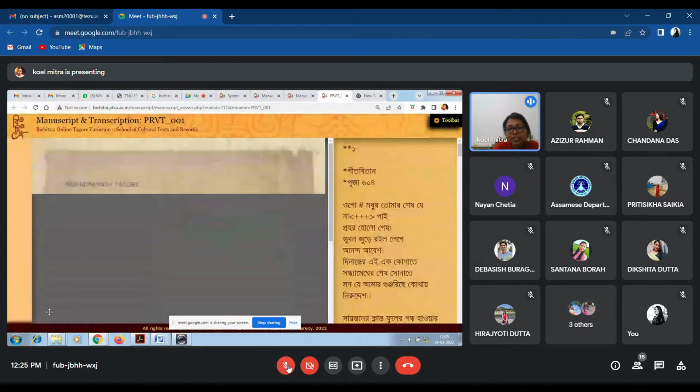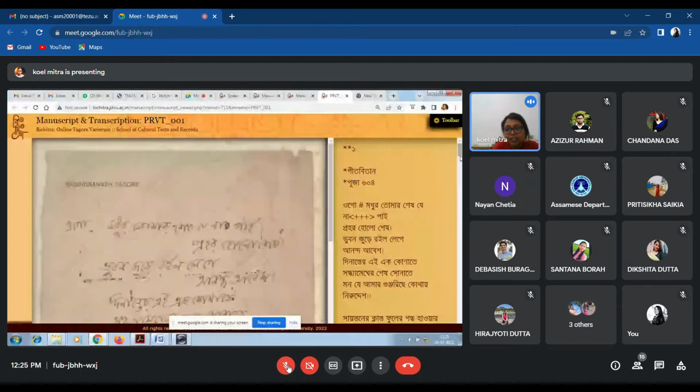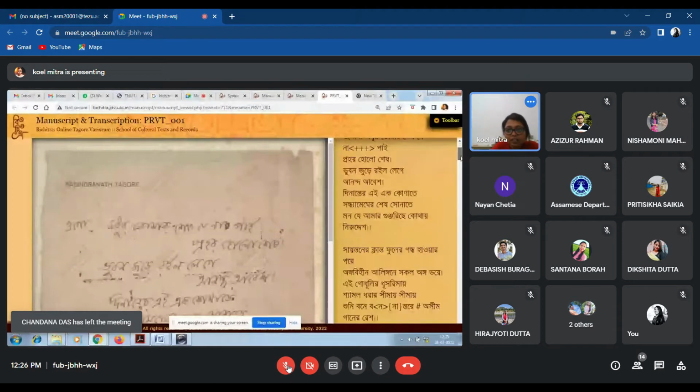ওগো মধুর তোমার শেষ যে না পাই প্রহর হলো শেষ ভুবন জুড়ে রইল লেগে আনন্দ আবেশ দিনান্তের এই এক কোণাতে সন্ধ্যা মেঘের শেষ শোনাতে মন যে আমার গুঞ্জরিছে কোথায় নিরুদ্দেশ.